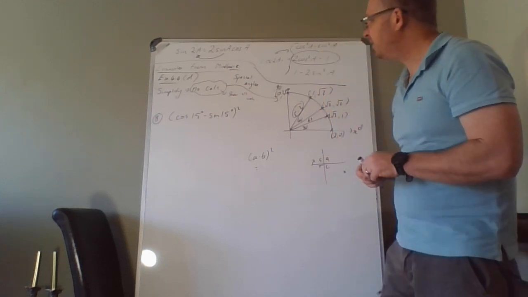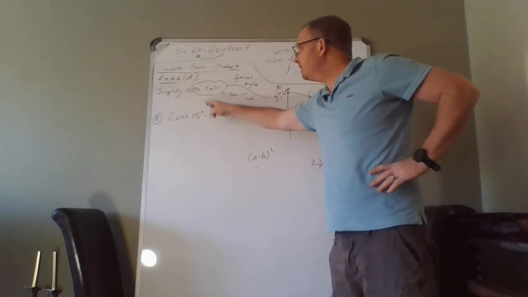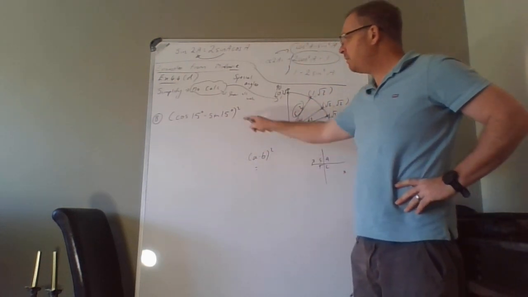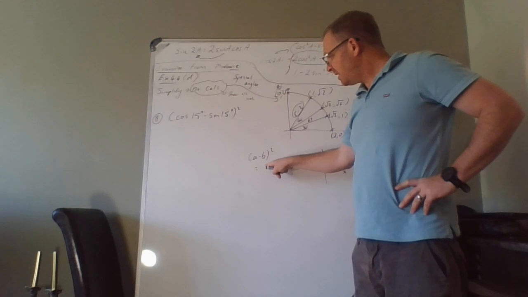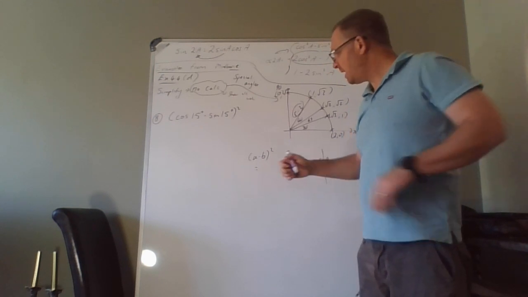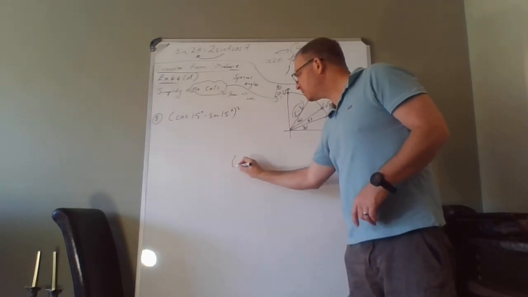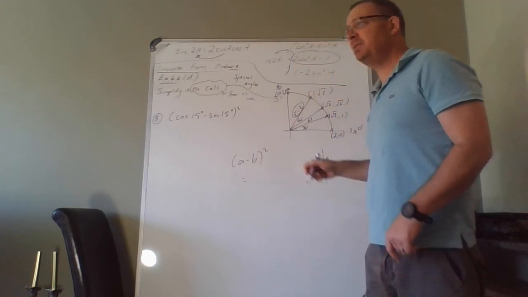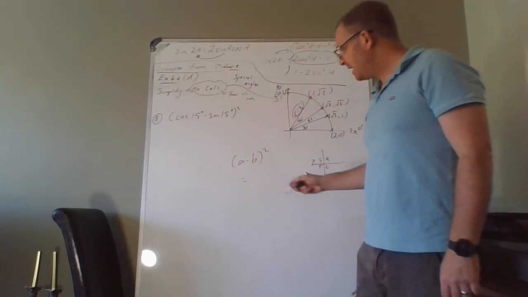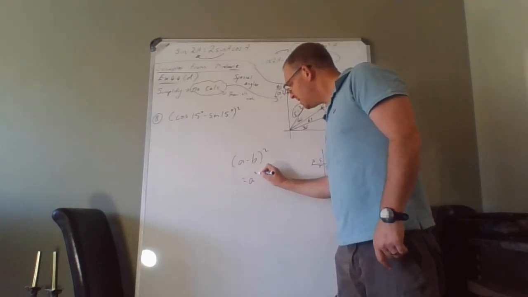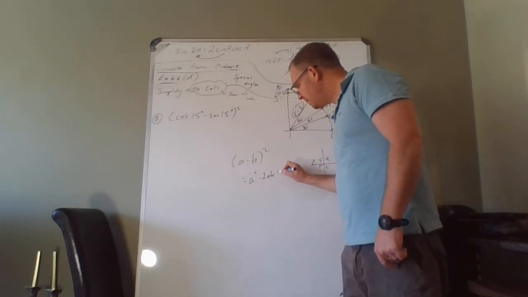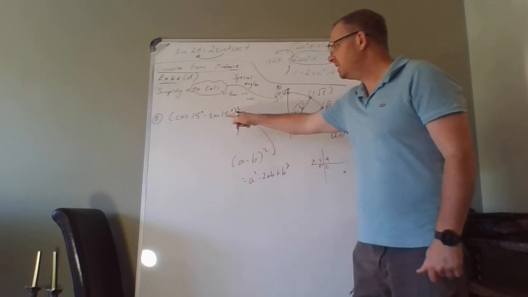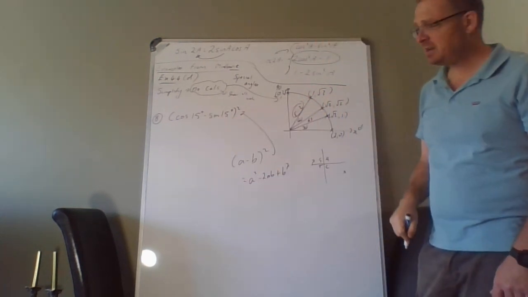Okay, question 8. Evaluate, no calculator. It's 4.4D, and it says cos 15 minus sine 15, all squared. Now, before you rush into that, go expand a minus b all squared. What's a minus b all squared going to be? Remind yourself, get your brain into the right frame of mind. A minus b squared is a squared minus 2ab plus b squared. Right, so now go use that logic to expand that. Okay?